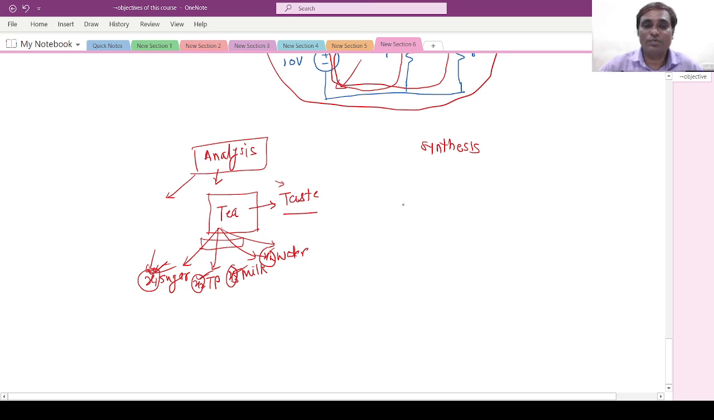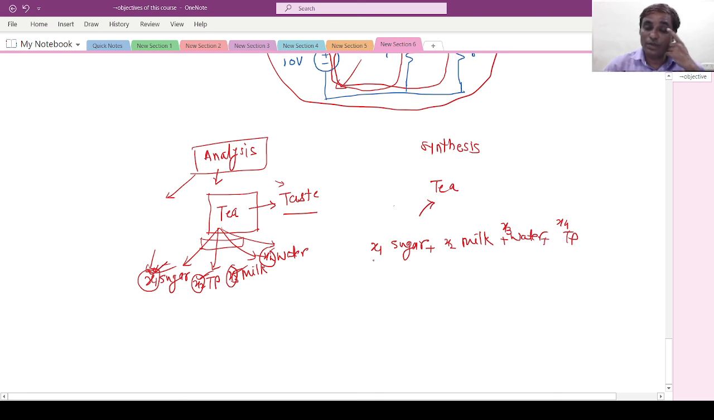And synthesis will be what? If I would like to prepare the tea, then I should have some components to add: suppose sugar, milk, water, and tea powder. If I am asked to prepare the tea, I will take x1 amount of sugar, x2 amount of milk, x3 amount of water, and x4 amount of tea powder, and if I add them together, I may get one tea.